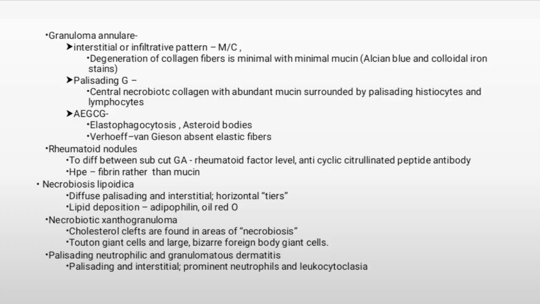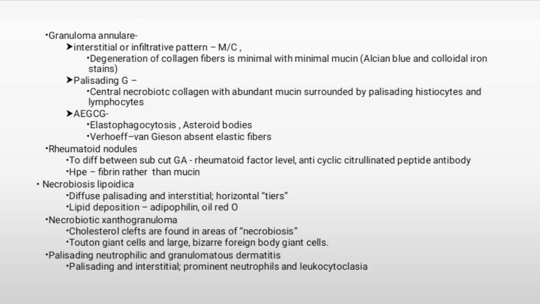The interstitial type, being the most common, contains degenerated collagen with minimal mucin, whereas the palisading type contains central necrobiotic collagen with abundant mucin surrounded by palisading histiocytes or lymphocytes. Here mucin can be demonstrated using Alcian blue or colloidal iron stains.